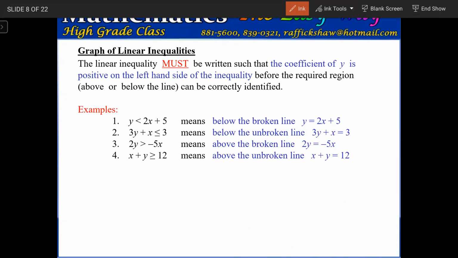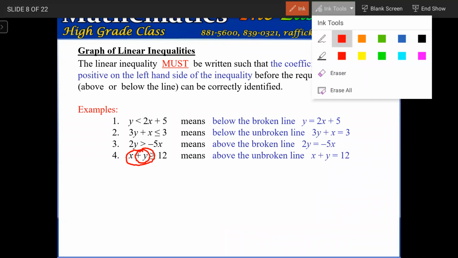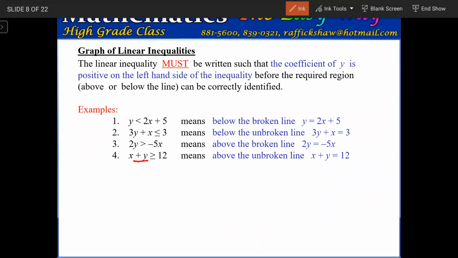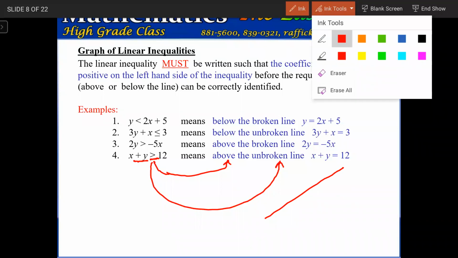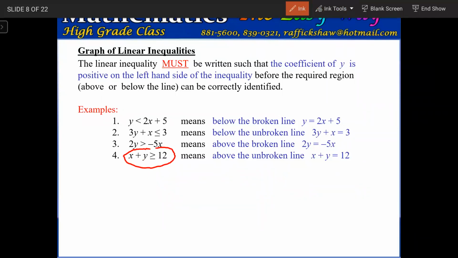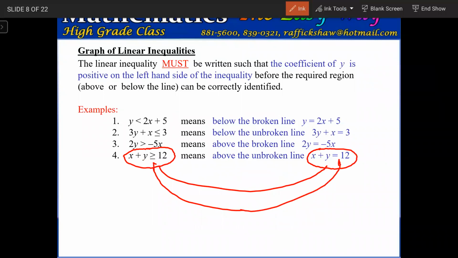So let's go back to this. Again, remember, greater than means above when the y on the left side is positive. See the y value here, it is positive. So because the y value on the left side is positive, this greater than means above. And because the equal is there, I want an unbroken line. The equal means that you also want the line, so when you want the line unbroken, you draw it solid. The line that you draw is the one associated with this inequality, which is this line. All you have done is replace the inequality sign with an equal sign.